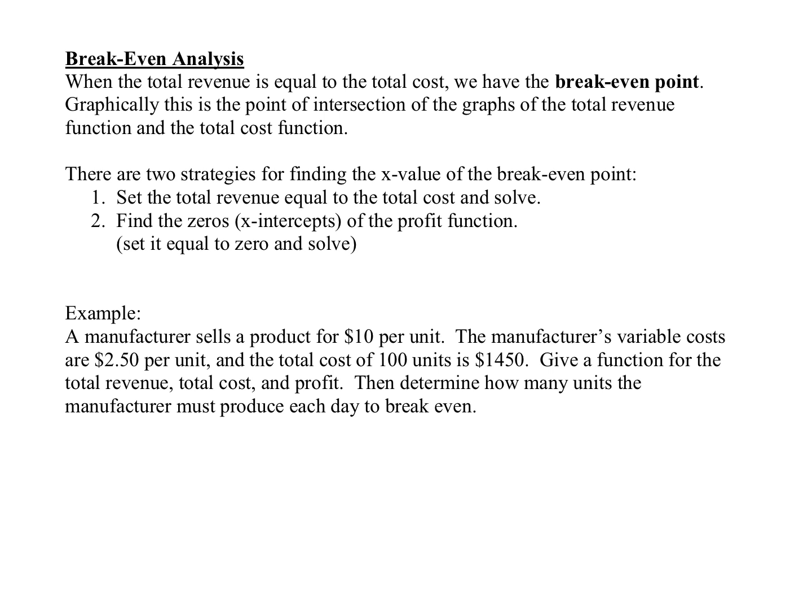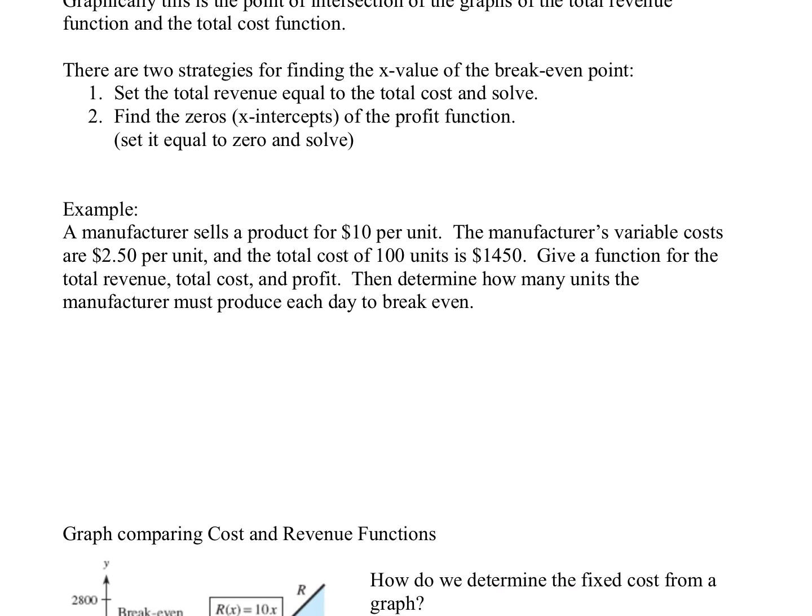The variable costs are $2.50 per unit, and the total cost of 100 units is $1450. We want to give a function for total revenue, total cost, and profit. Then we're going to determine how many units the manufacturer needs to produce each day in order to break even. All right, let me give myself a little bit of space, and then we will start solving this.